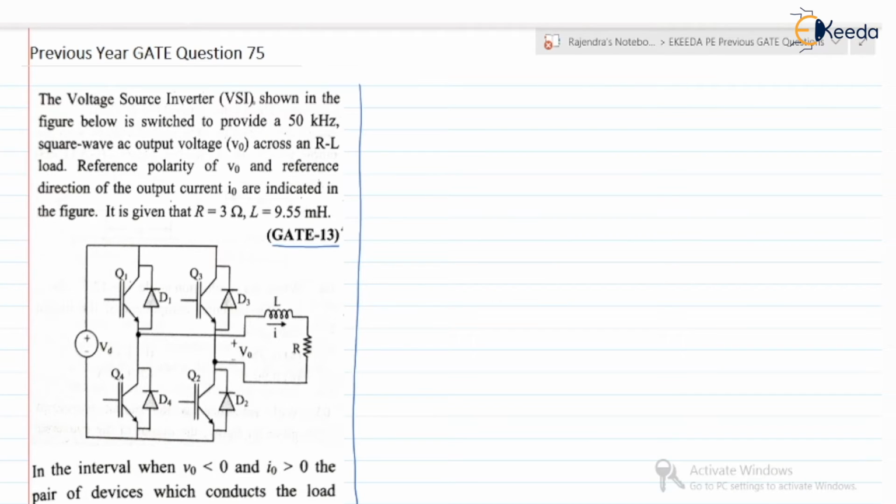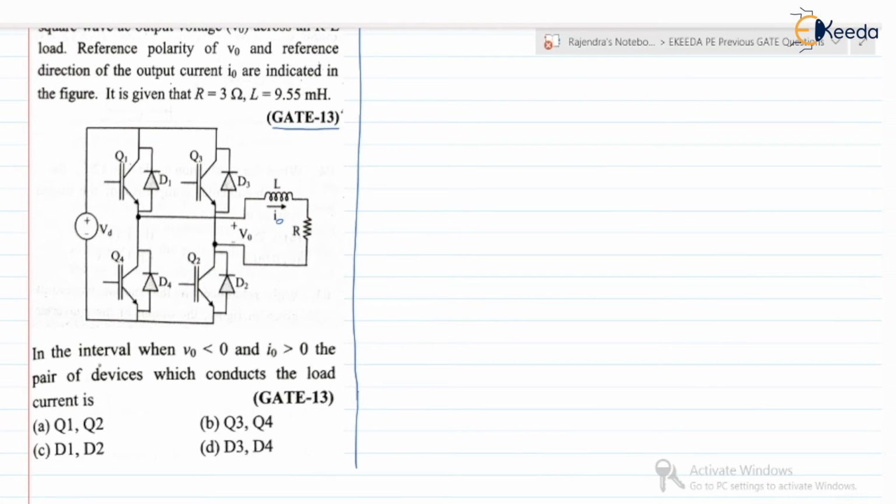The voltage source inverter shown in the figure below is switched to provide a 50 kHz square wave AC output voltage across an RL load. Reference polarity of V0 and reference direction of the output current I0 are indicated in the figure, right? So V0 and I0 waveforms they have indicated. Next, it is given that R is 3 ohm, L is 9.55 millihenry. Next, the question is: in the interval when V0 is less than 0 and I0 is greater than 0, the pair of devices which conducts the load current is.